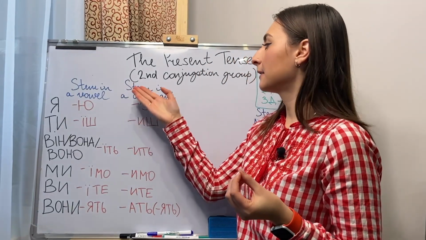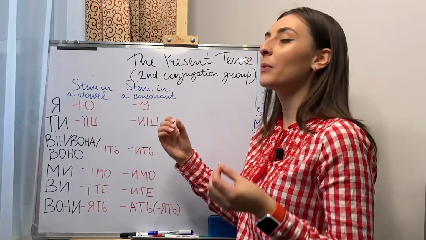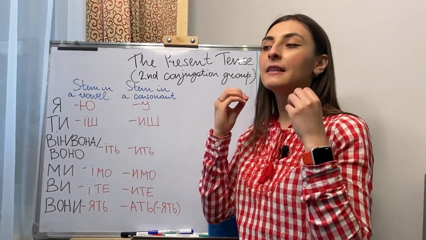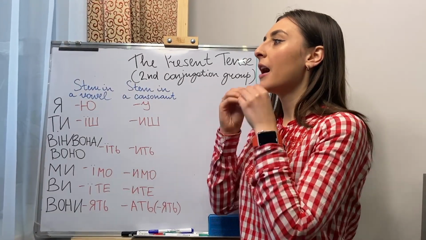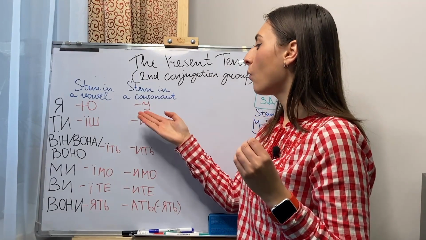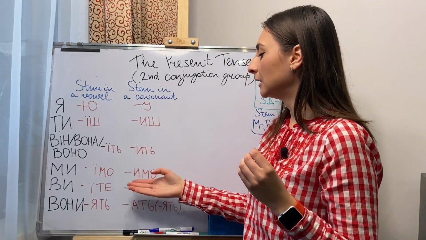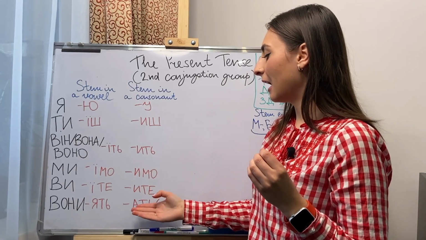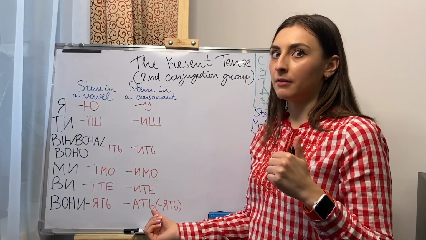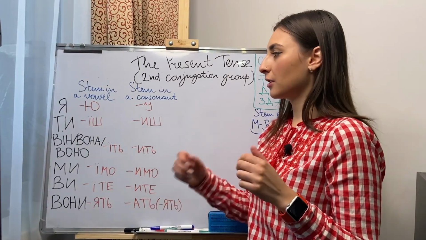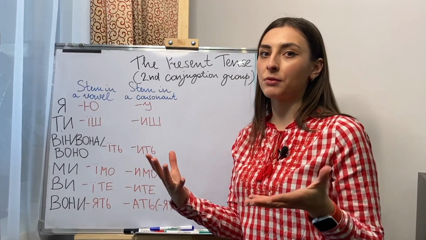And when the stem ends in a consonant, then we add endings that start with the hard vowel as у, иш, ить, имо, ите, ать. Sometimes it can be even ять. In this section, again, we talk about the exceptions.